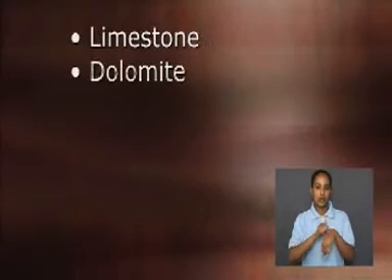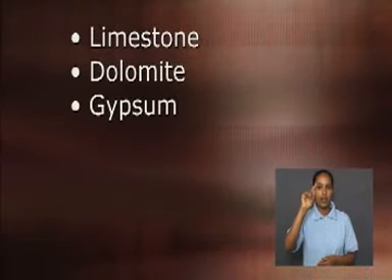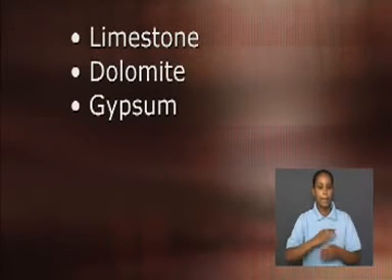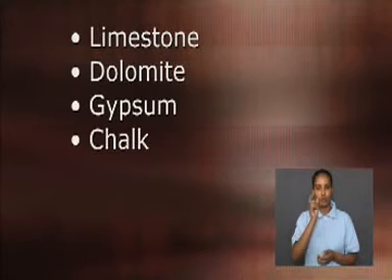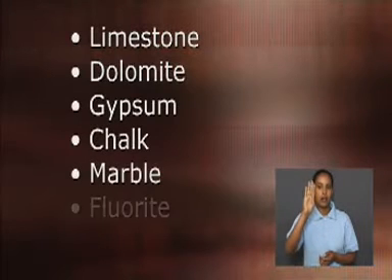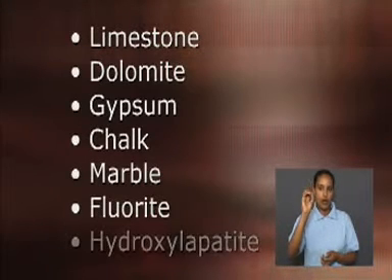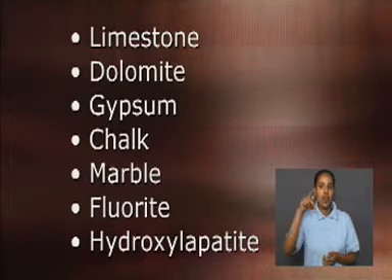Welcome back, students. You were correct to say that some common ores of calcium are limestone, dolomite, and gypsum. If you said that chalk, marble, fluorite, and hydroxylapatite are common ores of calcium, then you are also correct. Great work, students. Let us continue our lesson by learning about some of the chemical properties of calcium.